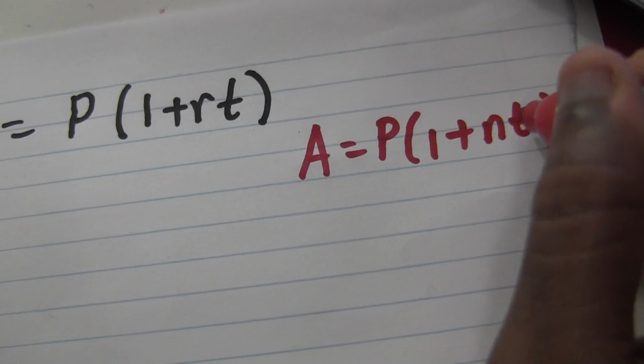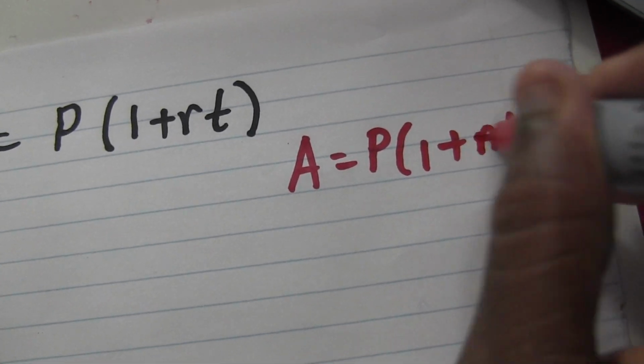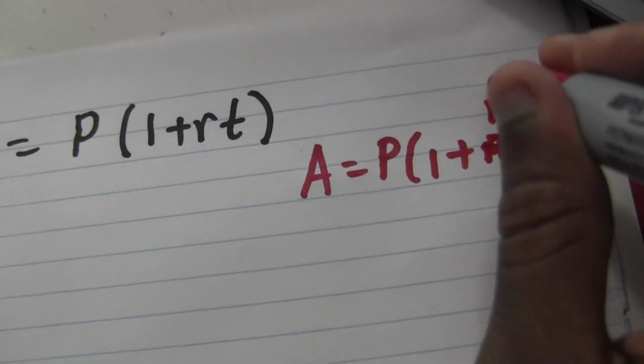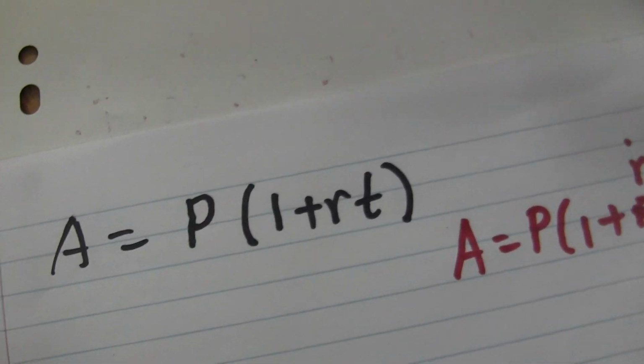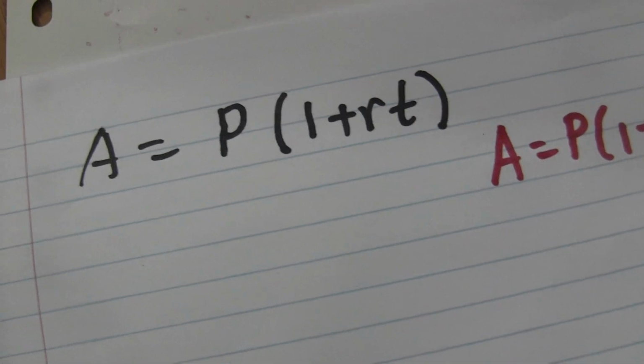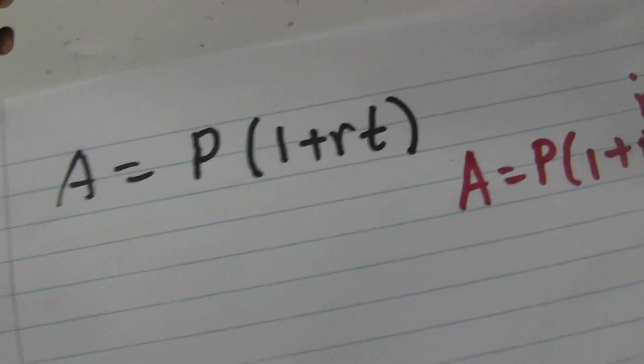Some of them say RN, which means R is the interest rate and N is the time. So it's the same thing. Don't get confused and say, "I cannot understand why you write it differently." Okay? Now, let's write the solution.